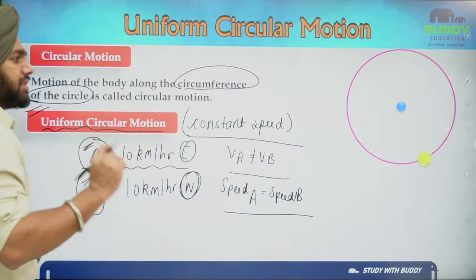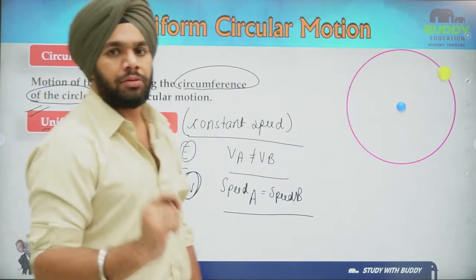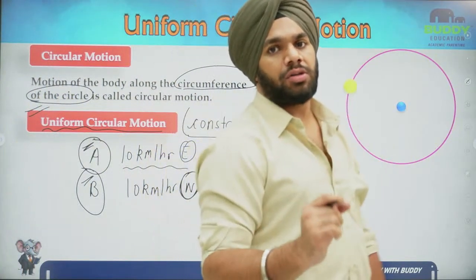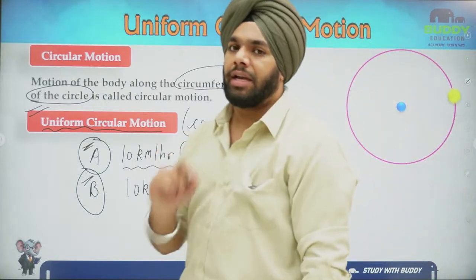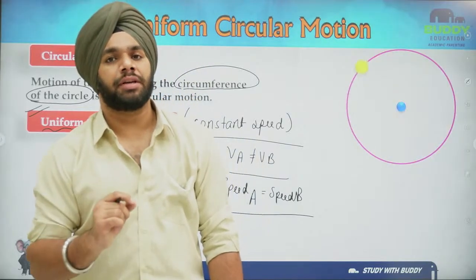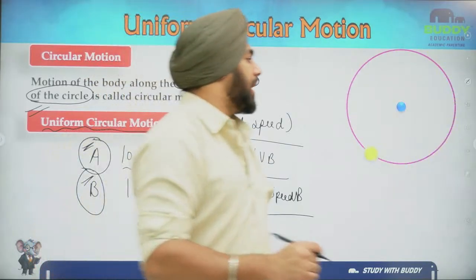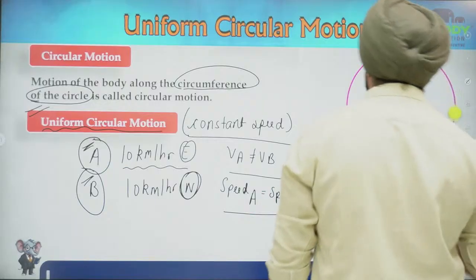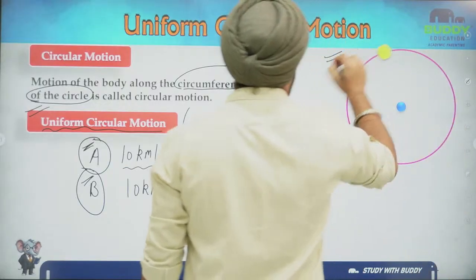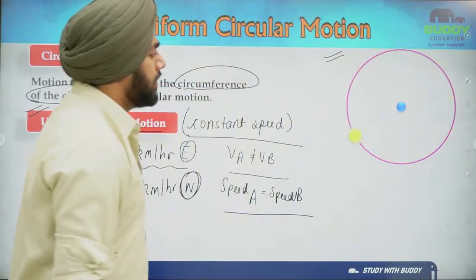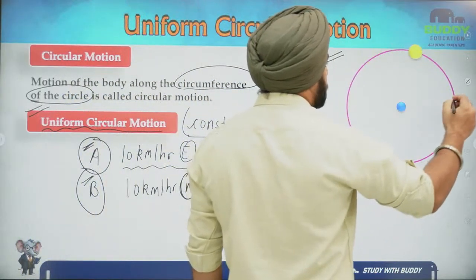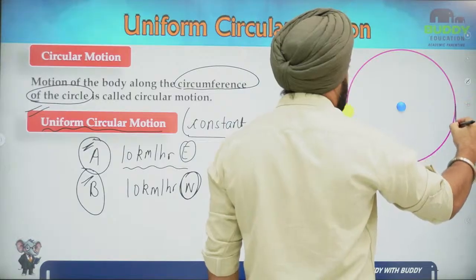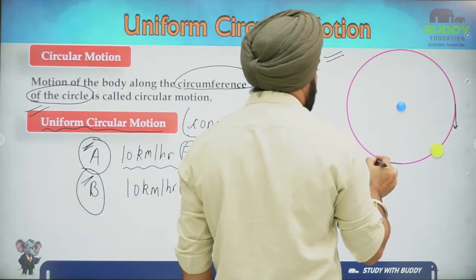Now think. Whenever I say that under uniform circular motion the speed is constant but velocity is not constant, that means the magnitude of the velocity is not changing, but the direction of the particle is continuously changing. Just take a look. If you draw the velocity at any instant, the direction is like this. If I draw the velocity here, the direction is like this.